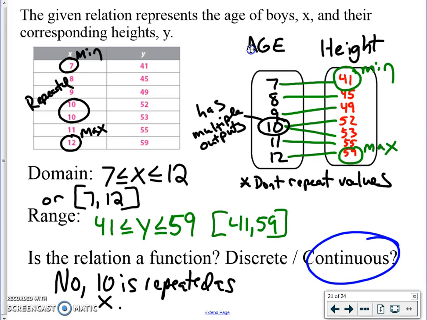Again, it's not a function because I repeat my 10s. I don't write down 10 twice in my mapping, but the two arrows here show me that I have multiple outputs, meaning it's not a function. And age and height, I can break into smaller and smaller units, therefore it's continuous.